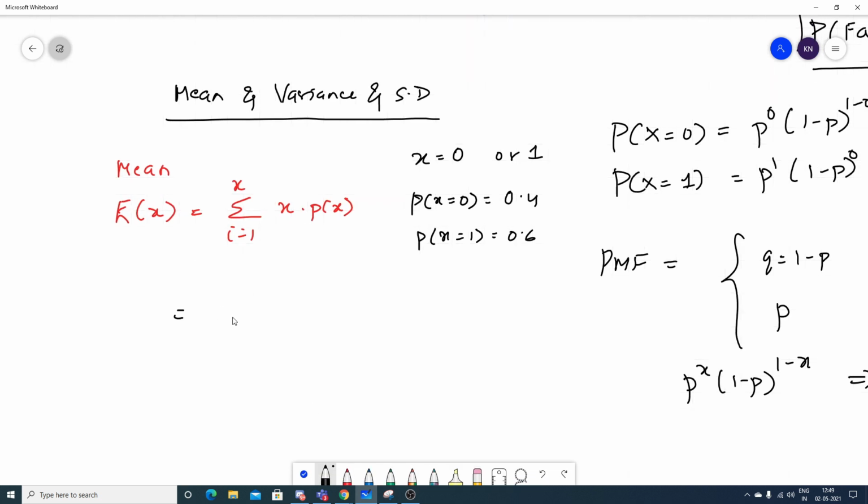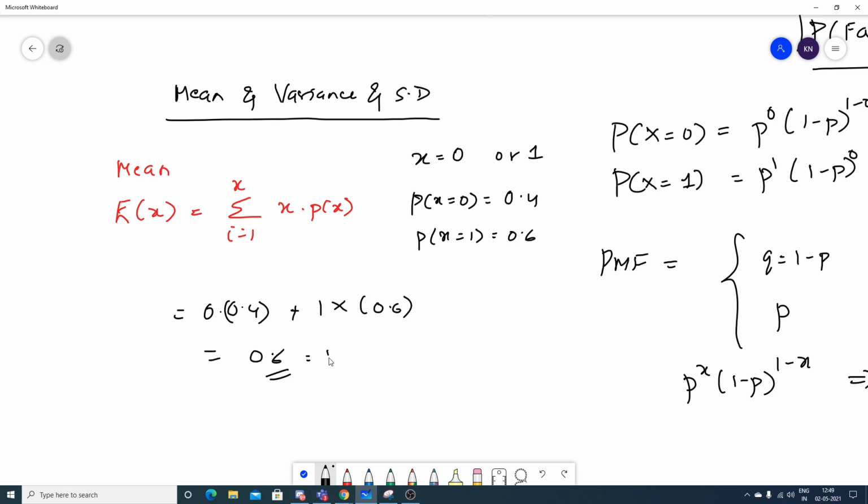Here we will be writing, sorry, it should not be 0.4, but instead it should be outcome multiplied by probability of x, summed for i equal to 1 to 2. So x has 2 values, right? First I will multiply 0 multiplied by probability of x equal to 0, which is 0.4, plus 1 multiplied by 0.6. Now if I do the summation, it is 0.6.